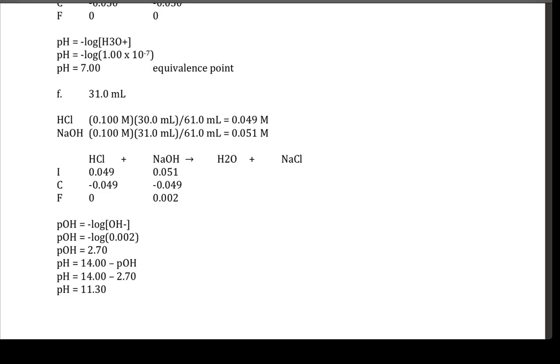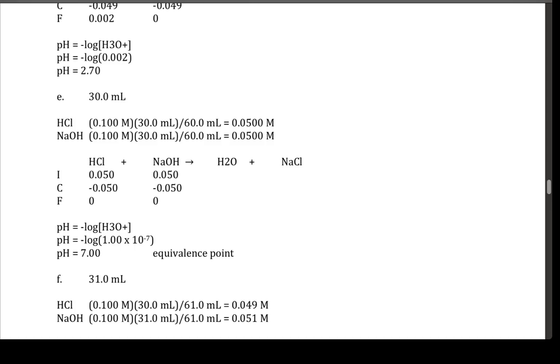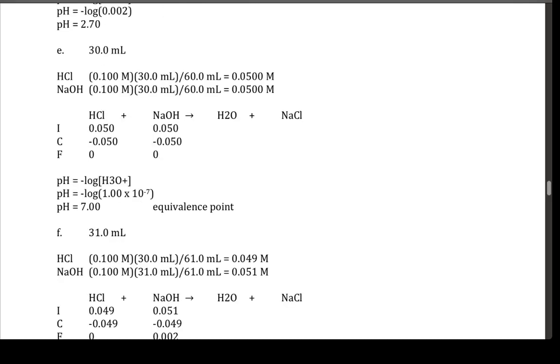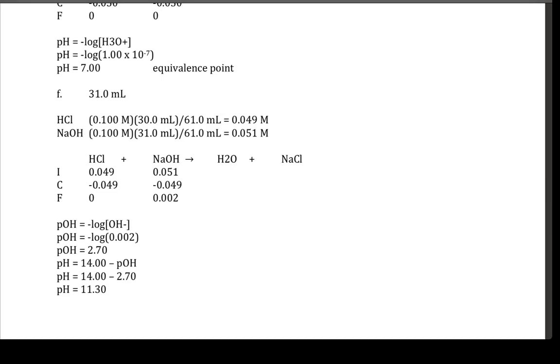So notice that it drastically went up. Let's go back to a little bit before the equivalence point. One mL before the equivalence point, that was part D, the pH was 2.70. And then 1 mL later, at the equivalence point, the pH shot up to 7. And 1 mL after that equivalence point, the pH shot up even more to 11.30.